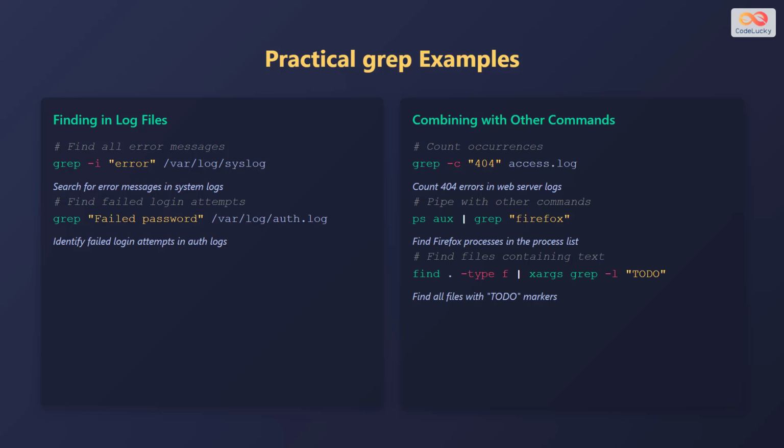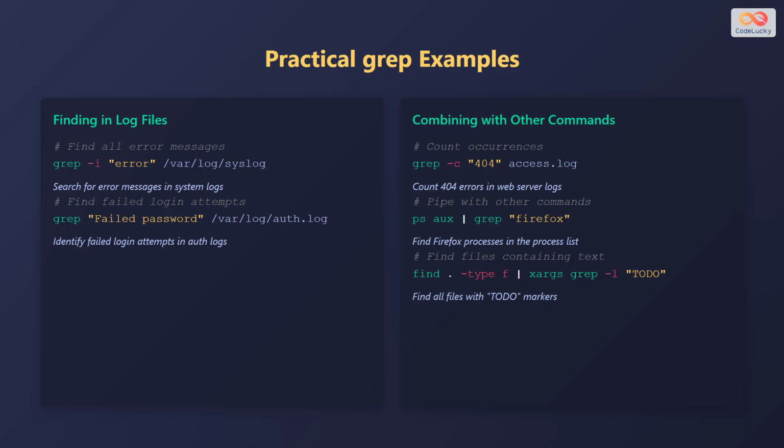Another practical use is combining grep with other commands. To count occurrences of a specific pattern, like 404 errors in a web server log, use grep -c 404 access.log. This gives you a quick count of how many times the pattern appears. You can also pipe the output of one command to grep. For example, ps aux | grep firefox will show you all processes related to Firefox.